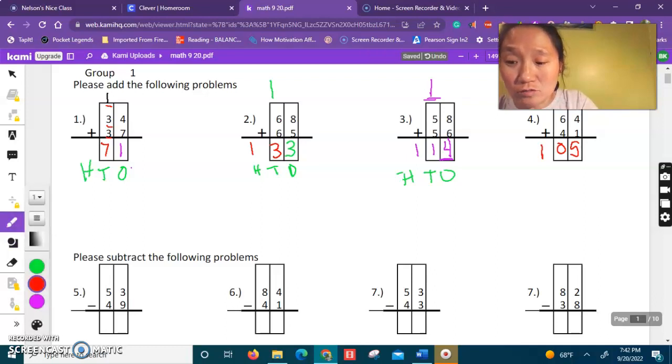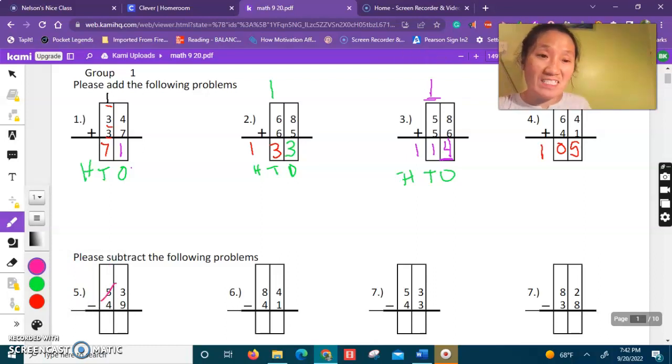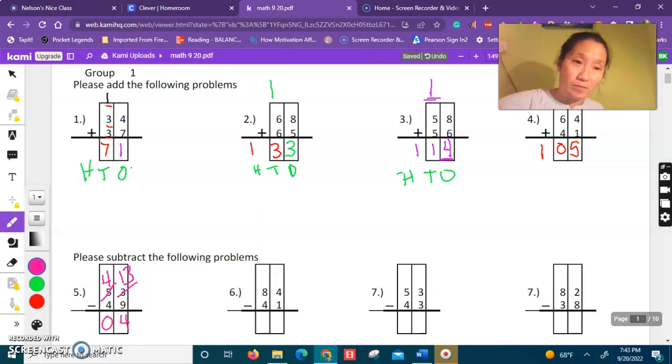So what you're going to do is borrow from the tens place. I'm going to take one group of 10 away and leave 4 groups of 10, which is 40. And I'm going to give that 10 to the 3. So I'm going to have 13 over there. So 13 minus 9 is 4. And 4 minus 4 is 0. So my answer is 4. Okay?